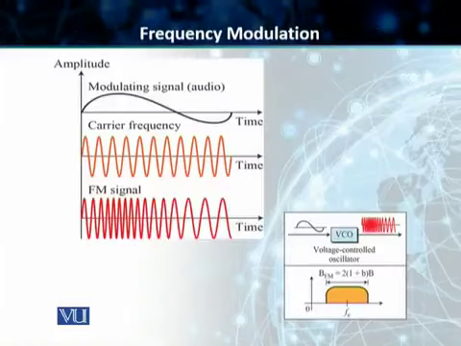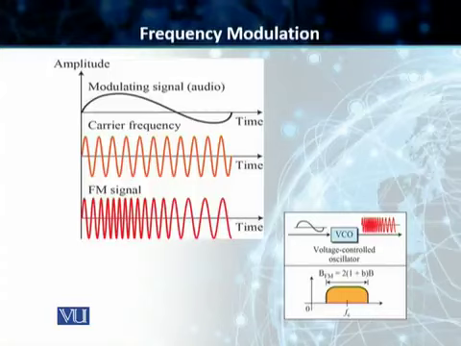And the frequency modulation, in this particular case, once again, you have got a modulating signal, which is, for example, audio in this case. And then we have a carrier frequency, once again, produced by a voltage control oscillator. We're talking about frequency modulation, and that's why it's the case. And then you get a frequency modulated signal.